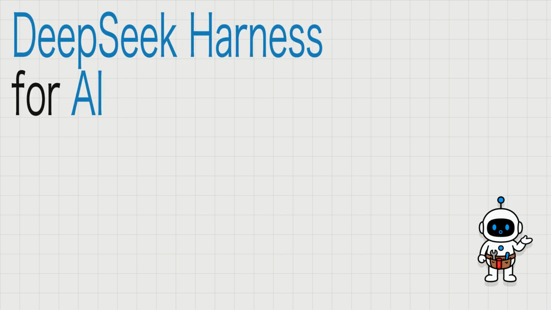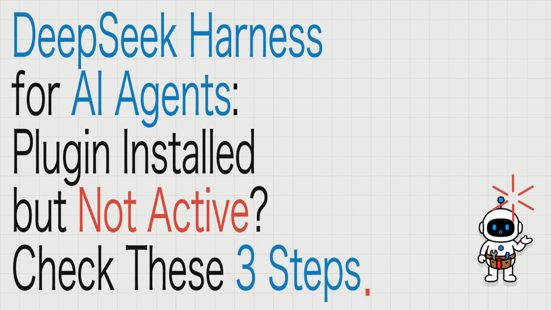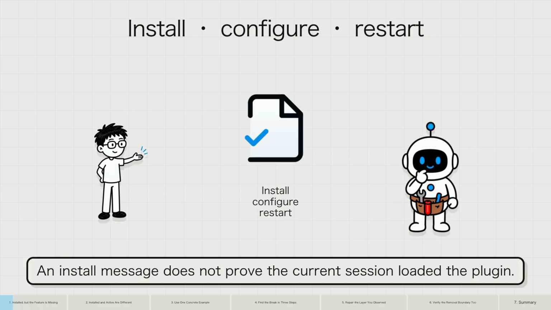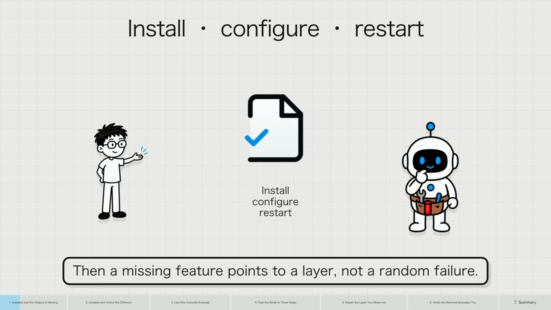DeepSeek harness for AI agents, plugin installed but not active. Check these 3 steps. An install message does not prove the current session loaded the plugin. Separate installation, configuration, and restart. Then a missing feature points to a layer, not a random failure.